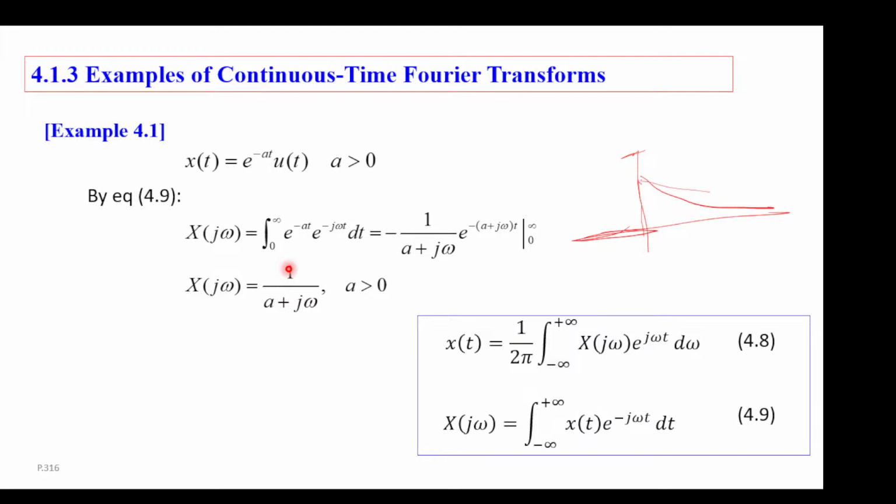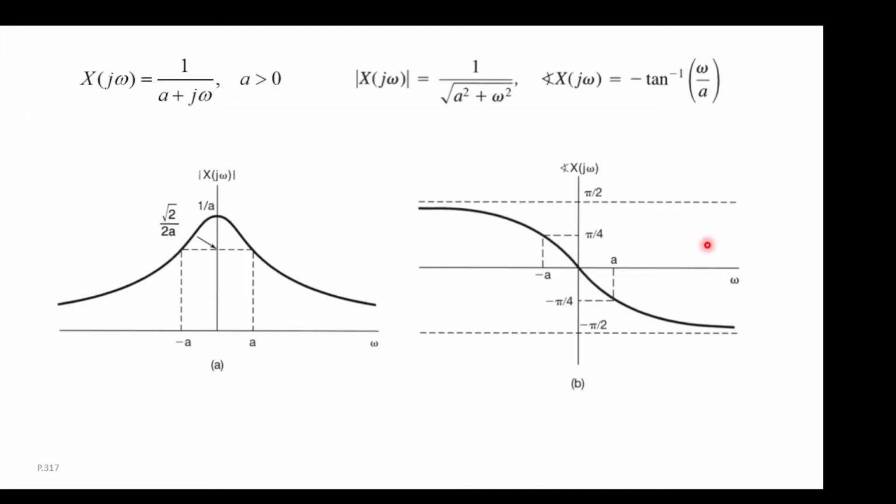It kind of makes sense. Intuitively, if a is bigger, then this thing is decaying faster. If you want to decay faster, then you need some higher frequency components, because it will change faster. So if a is bigger, then your spectrum is a wider function that includes more high frequency components.